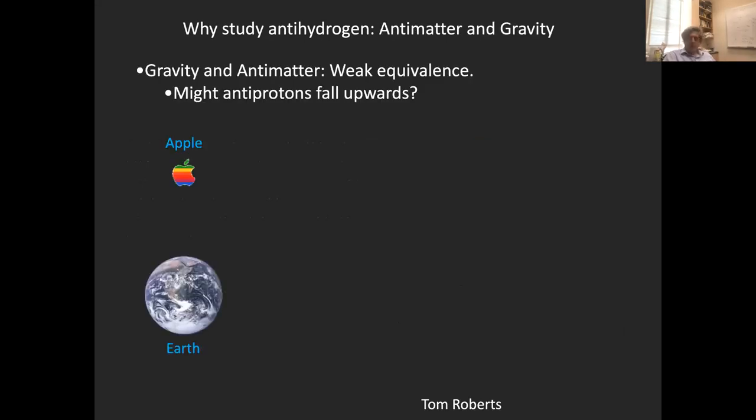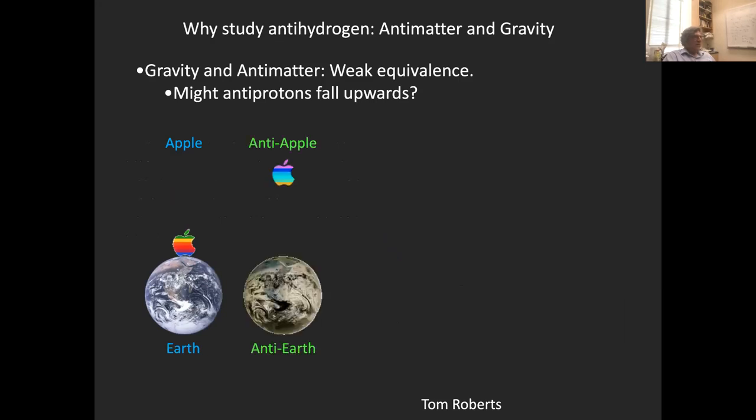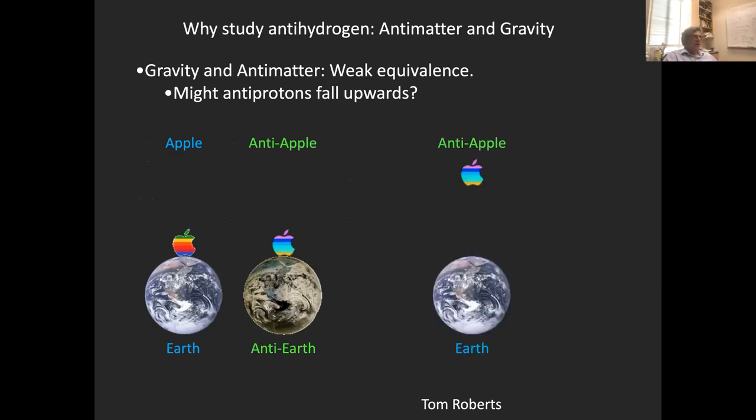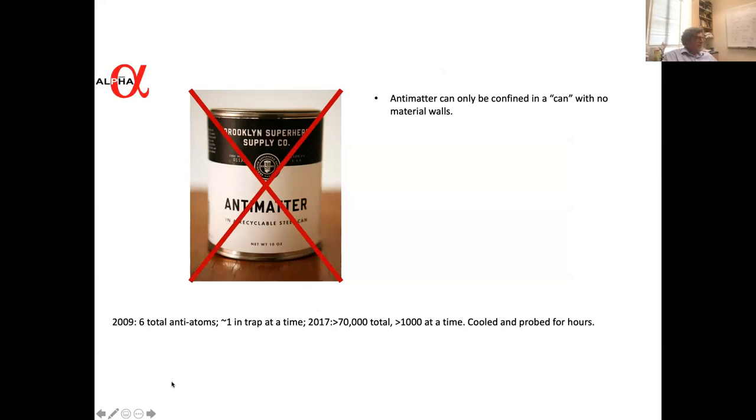Antimatter. So what are we doing with gravity? You know that an apple falls to the earth. Tom Roberts made this nice graphic. Apple falls to the earth. We expect an anti-apple would fall to the anti-earth. We have no way of knowing that. But we have figured out how to measure if the anti-apple, in this case an anti-hydrogen atom, not a real apple, would fall to our earth. And it should be exactly the same.